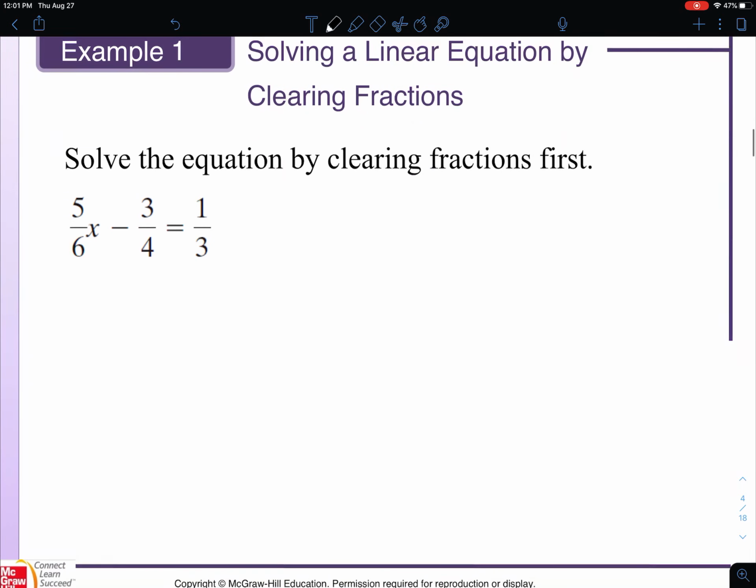And so the first one is 6x minus 3/4 is equal to 1/3. So you're going to have to multiply, find a value that's a multiple of 6, 4, and 3.